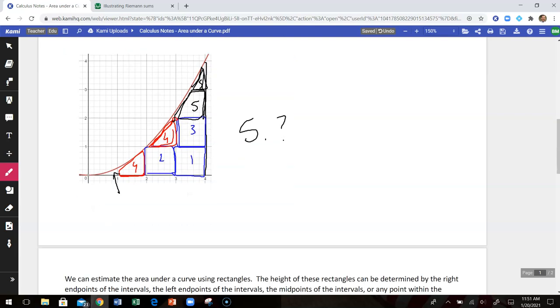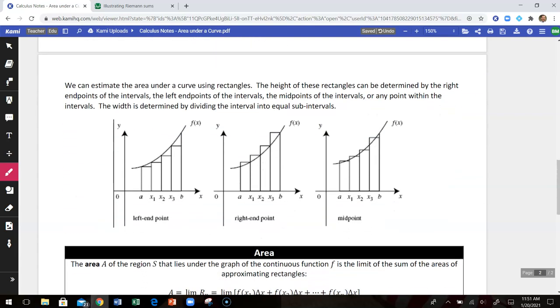Okay, that is not the method we want to use. So here's what we're going to do. We can estimate the area under a curve using rectangles. We are going to split our interval up into n number of rectangles. However many rectangles we want to make, we can make a bunch of rectangles underneath here.